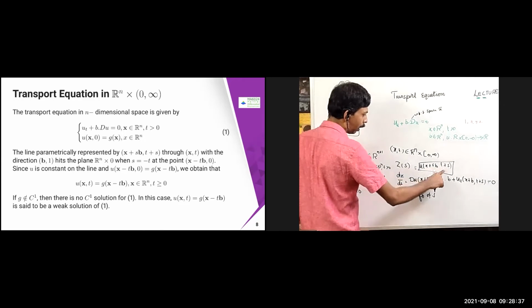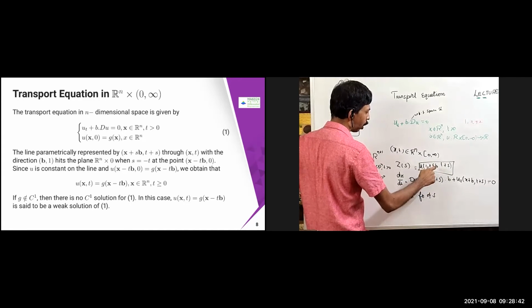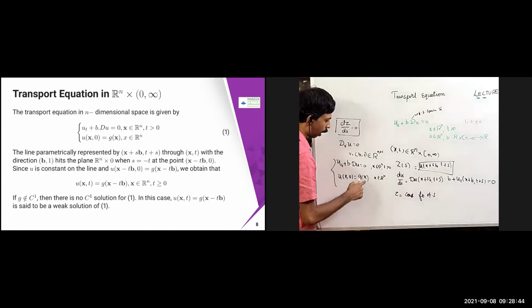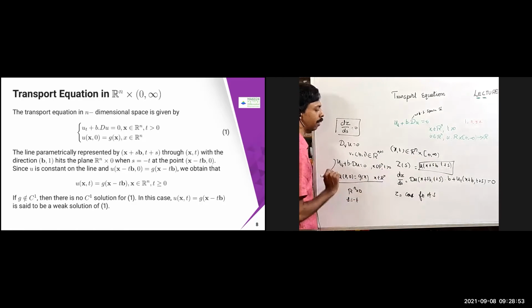Only when s equals minus t is this going to become 0. That means this condition is going to be satisfied only when s equals minus t. When s equals minus t, it has to satisfy this initial condition.